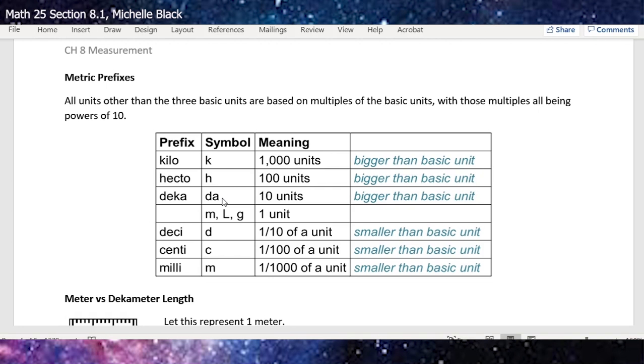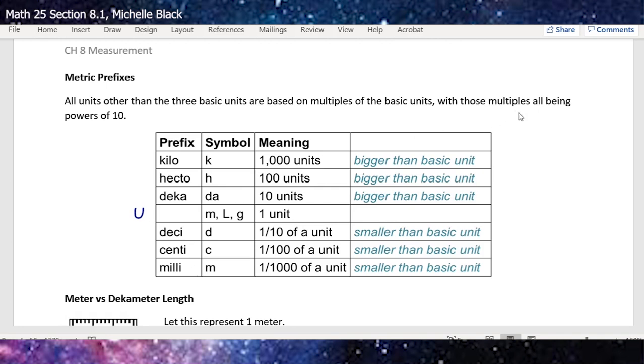So our first one is kilo. Our next one is hecto, which is our H. Then we have deca, which is our DA. Then we have our unit, which we were using U. After that, we have deci, centi, milli.